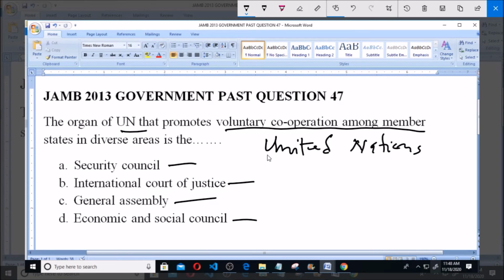As the name implies, the Economic and Social Council covers different areas of member states. Yes, different areas of their economy, social, cultural, political, and so many areas. So option D is correct.